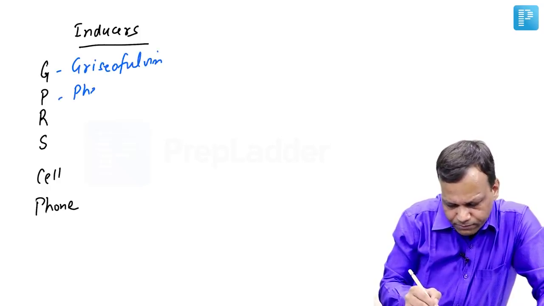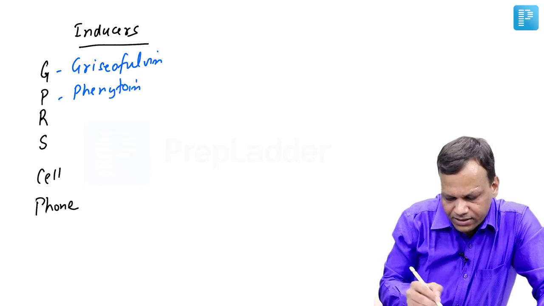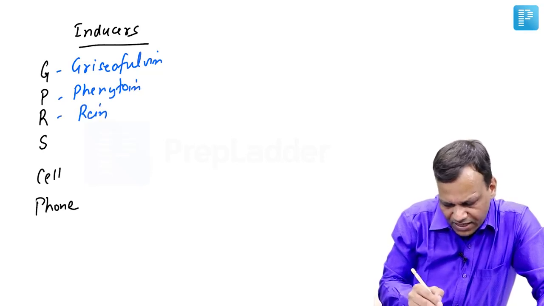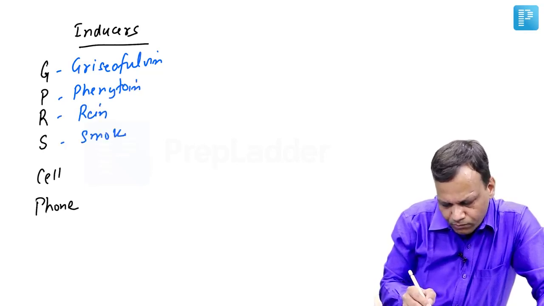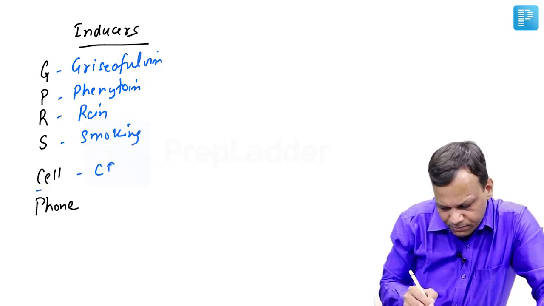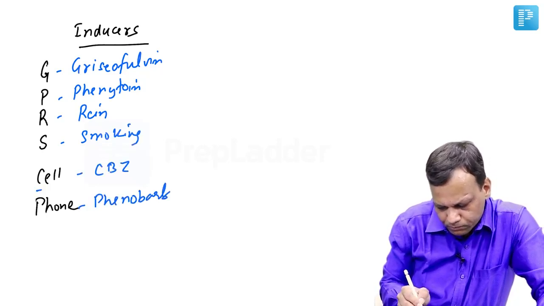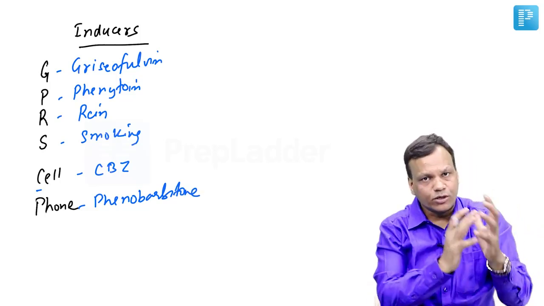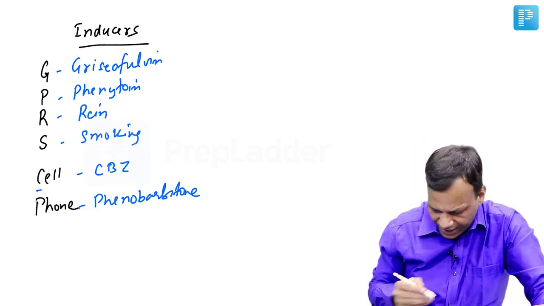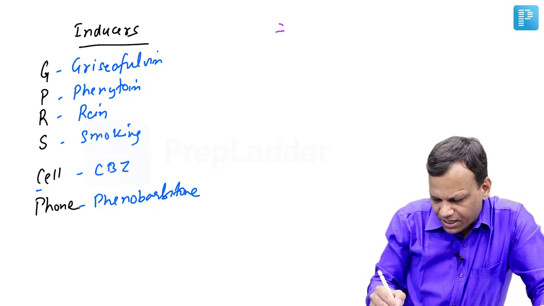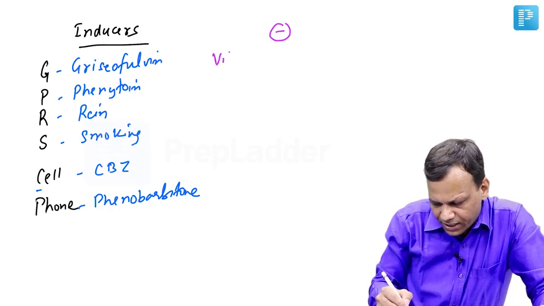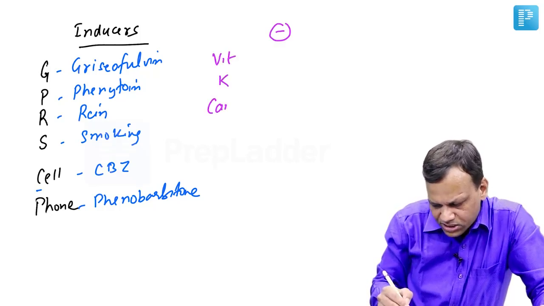P is phenytoin. R is rifampicin. S is smoking. C is carbamazepine. And phone is phenobarbital. These are enzyme inducers. They increase the metabolism, and the drug becomes inactive. Whereas important enzyme inhibitors include vitamin K, which can cause enzyme inhibition.